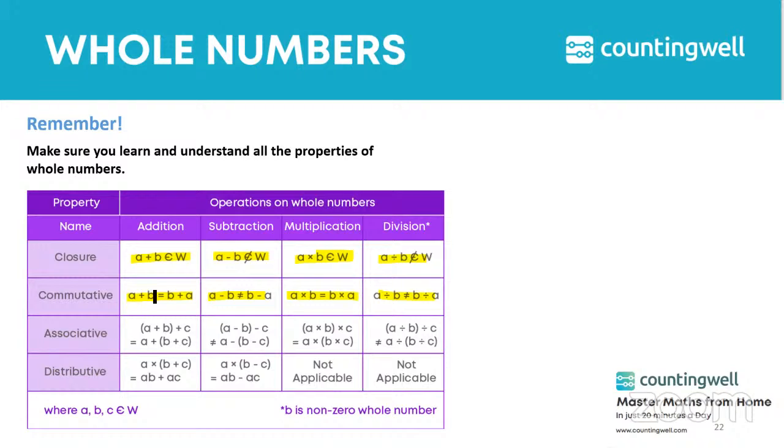Associative property for addition holds good, and for multiplication also it holds good, but it doesn't hold good for subtraction and division. Distributive property of multiplication over addition: a into (b plus c) equals a into b plus a into c, whereas a into (b minus c) will be a into b minus a into c.